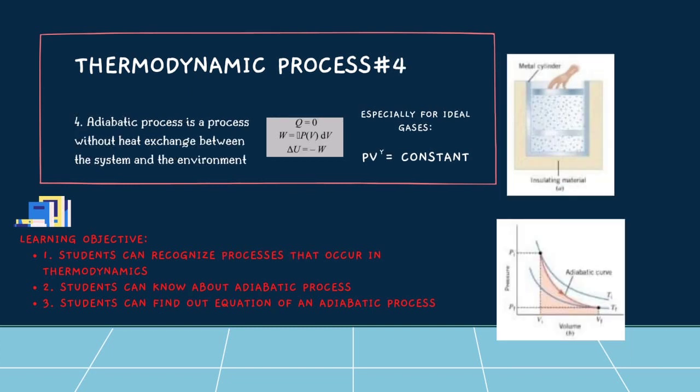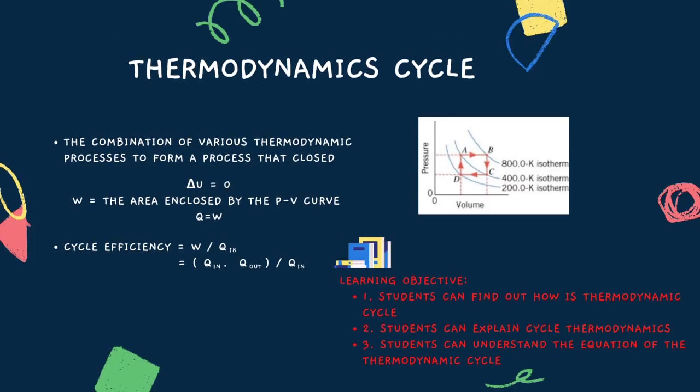The next is thermodynamic process 4. An adiabatic process is a process without heat exchange between the system and the environment. The formulas of thermodynamic process 4 are Q equal to 0, W equal to the integral of P dV. So delta U equal to minus W. Especially for an ideal gas, PV to the power gamma is equal to a constant.